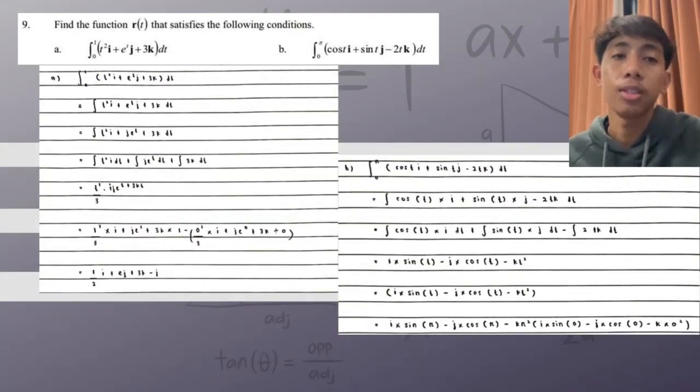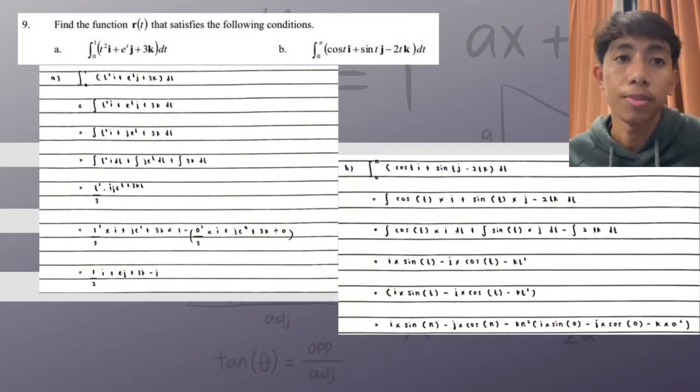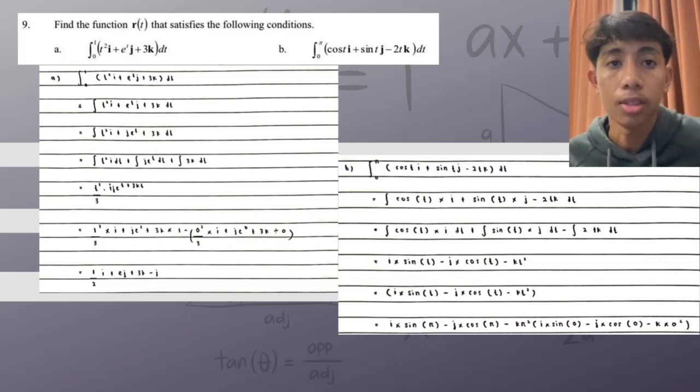Question 9, find the function r(t) that satisfies the following condition. For question A, we need to separate the integral, and the answer is t squared over 3 multiplied by i, j e to the power of t plus 3kt, and include the value, and the final answer is 1 over 2 i plus e j plus 3k minus j.